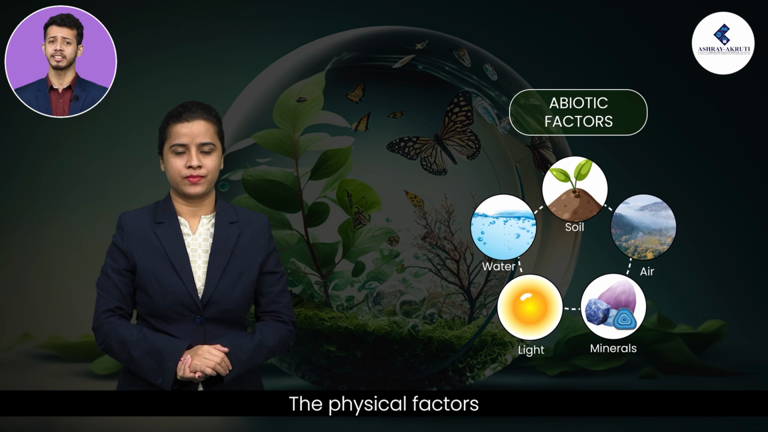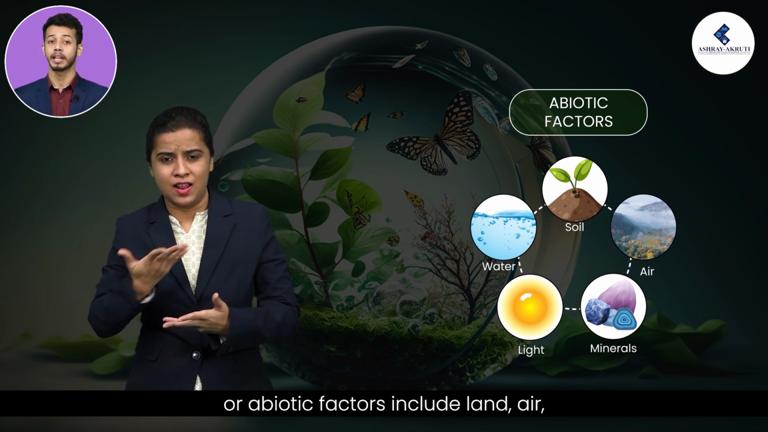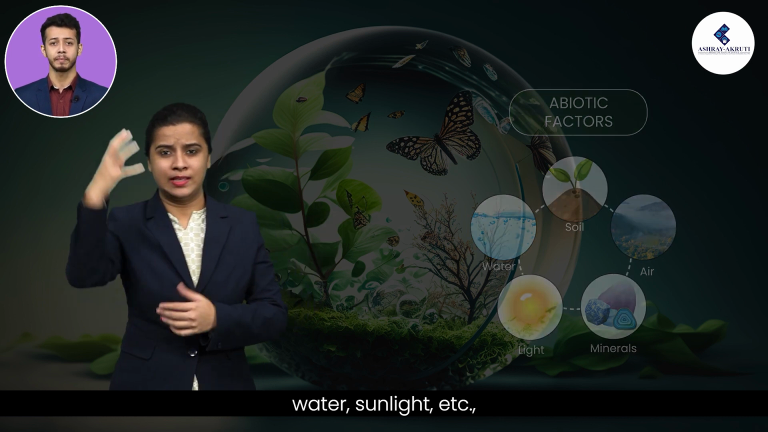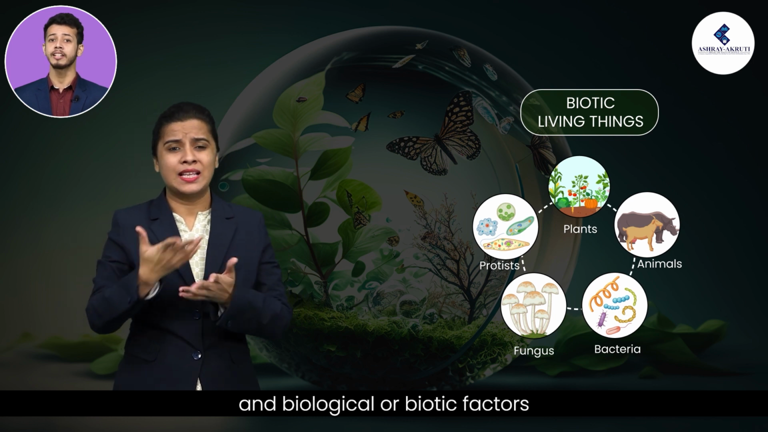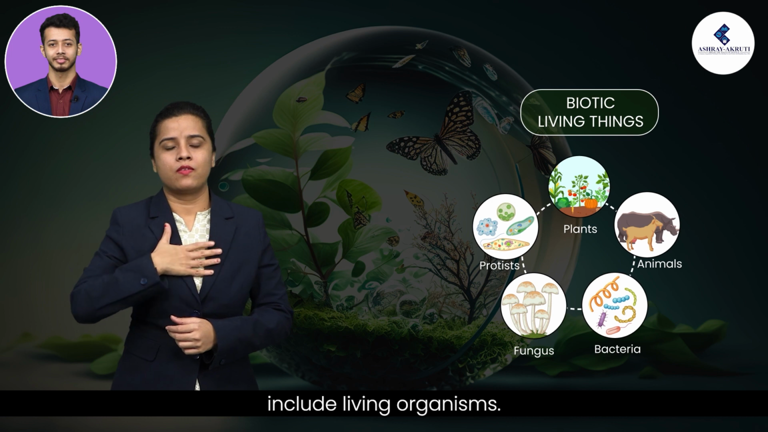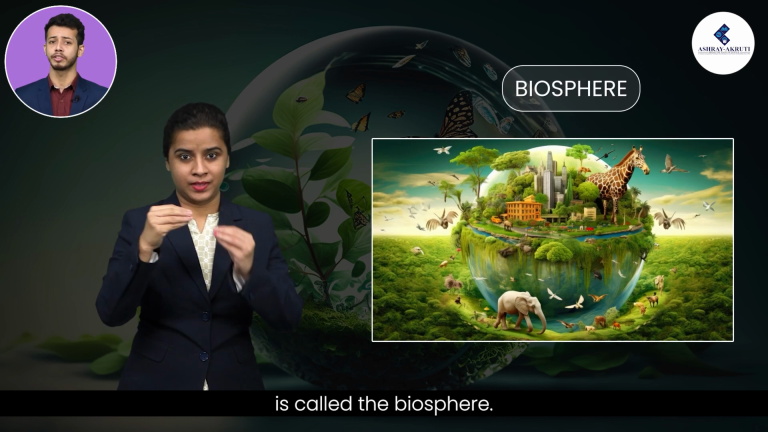The physical factors or abiotic factors include land, air, water, sunlight, etc. And biological or biotic factors include living organisms. The place where an organism lives is called the biosphere.